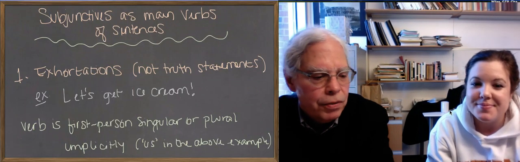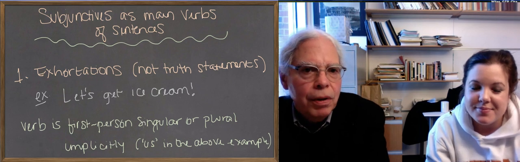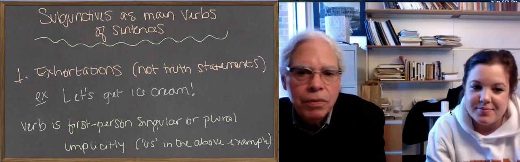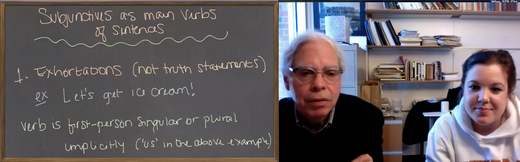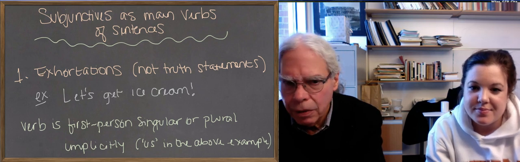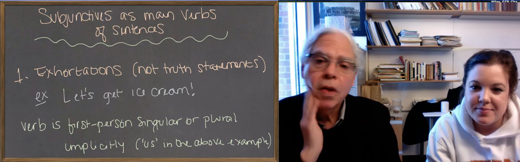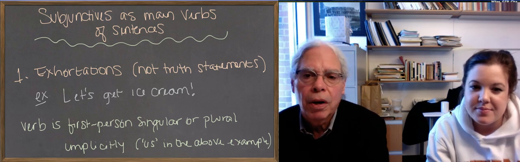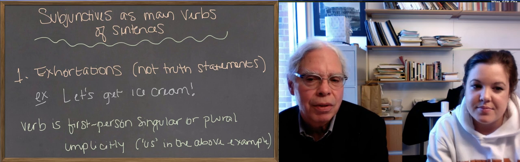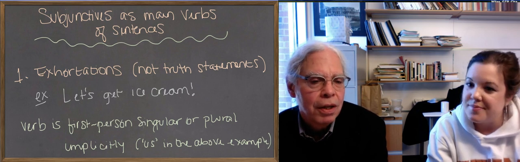This is still Unit 6 of Hansen and Quinn. We're talking about subjunctives that can be main verbs of sentences, okay? And there are three kinds of sentences in which this works. The first type are what the book calls hortatory, which is the same word as exhortation in English.